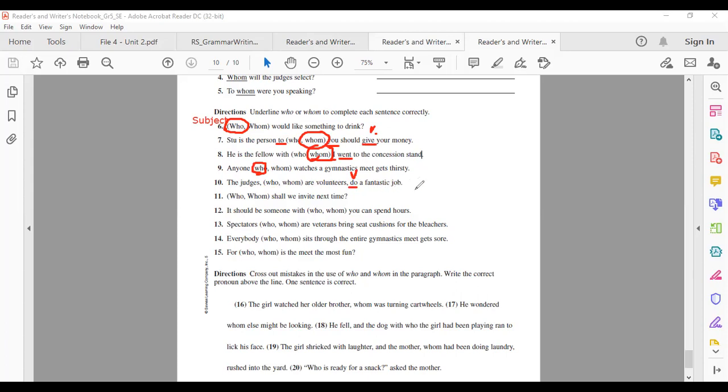Doing a fantastic job. But here, where's the verb we said? The verb is do. What is after it? A fantastic job, right? So this is the object. What is missing here? The subject. So what is the subject? Our volunteers.